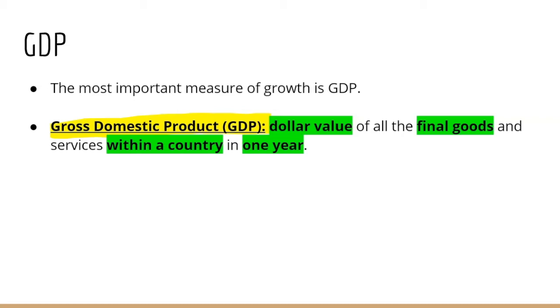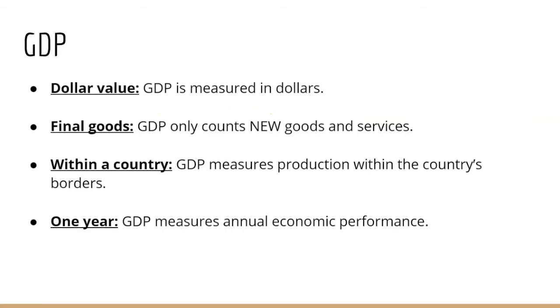There's a reason why I already had this definition, or parts of it, already highlighted for us. It's because these are the key portions of this definition, right? So GDP is measured through the dollar value. It's measured in dollars, through final goods and services, right, within a specific country, and it only tracks one specific year. And that's exactly what this slide is trying to tell us.